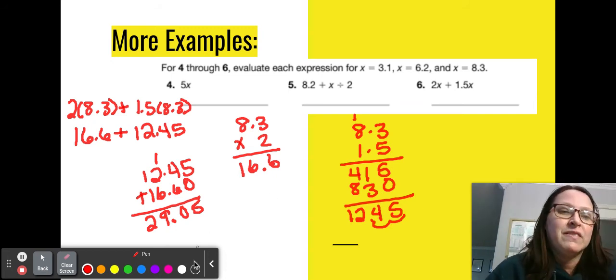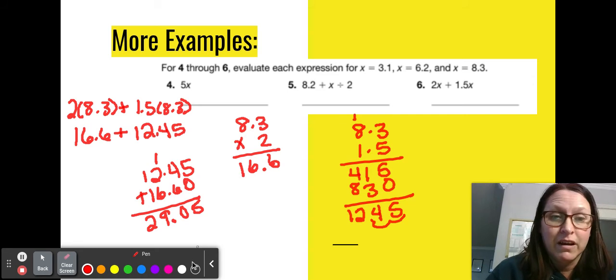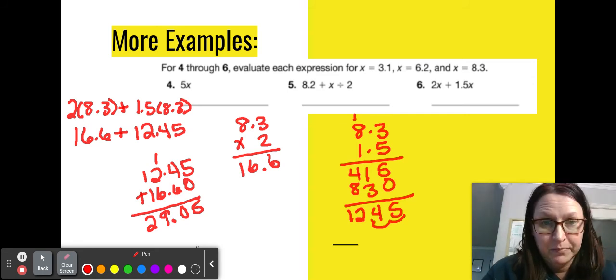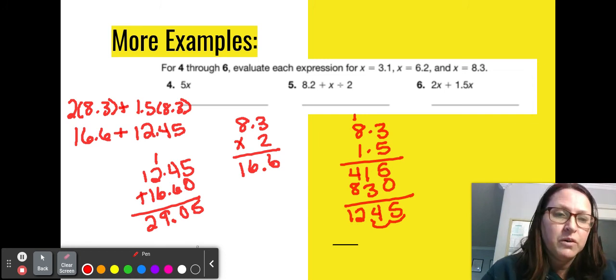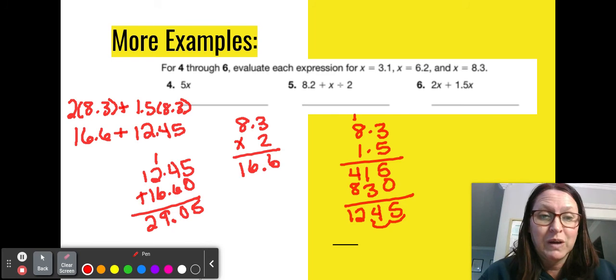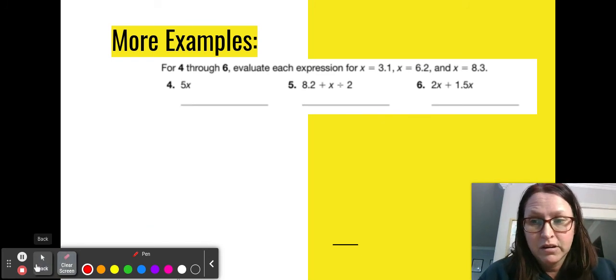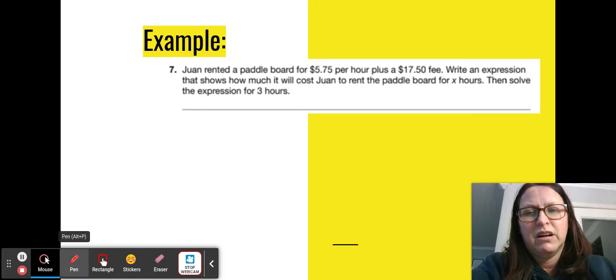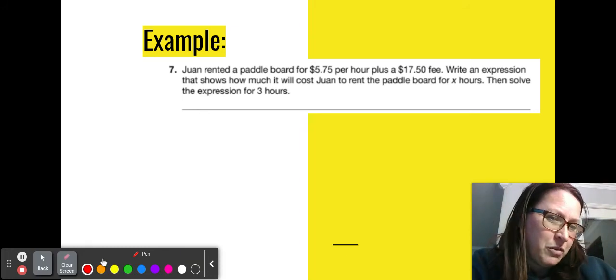29.05. This takes a lot of work when you've got a lot of steps, but you have to do every step. You can't skip steps, or pretend you did it when you didn't really do it. You need to make sure you do every step on your assignment. Let's look at the next set right here, number 7. I think this is my last problem, but we'll check.